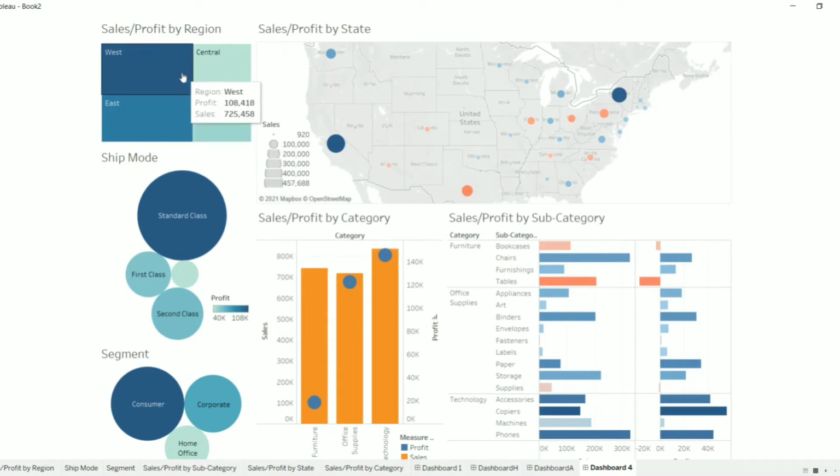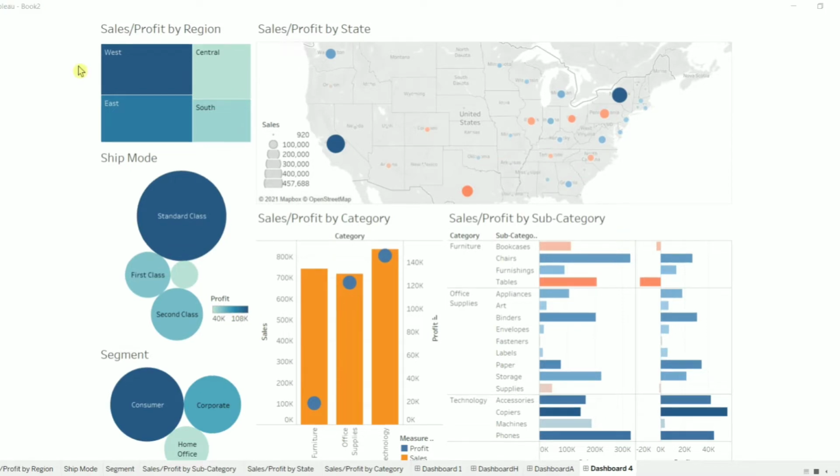The color depicts the amount of profit. The darker the color, the higher it is. So we can see that the West region has more profit, which is 108,000, followed by East, which is 91,000. Here, the color for Central and South regions seems almost the same, but the South region happens to have more profit, which is 46,000, followed by Central, which is 39,000. The one thing we observe here is that the Central region, even with higher sales, has the least amount of profit. So as a business manager, we might want to look into it.